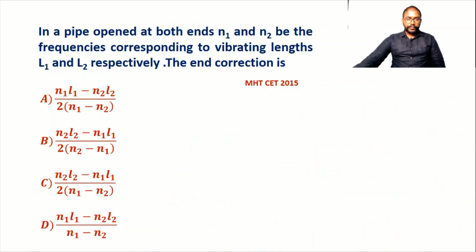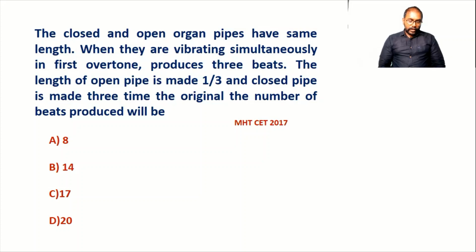Now next one. Now see, the closed and open organ pipe have the same length. Closed and open organ pipe of the same length, when they are vibrating simultaneously in the first overtone, produce 3 beats. Okay. The length of the open pipe is made 1/3. So open pipe 1/3 and closed pipe 3 times. The original number of beats. Now here we use the condition.